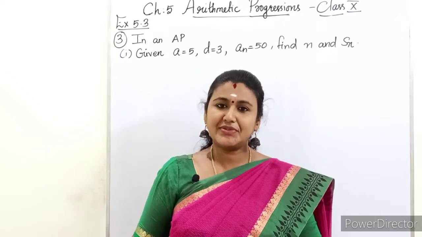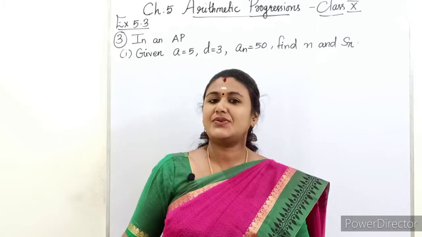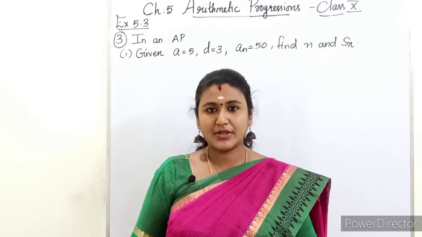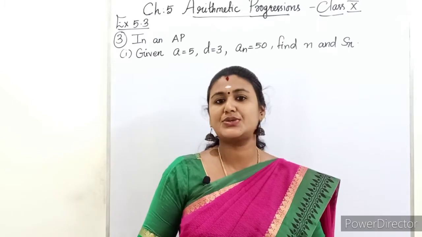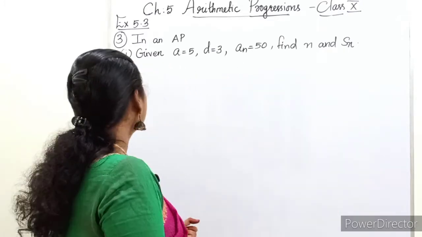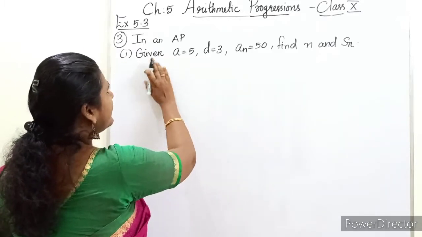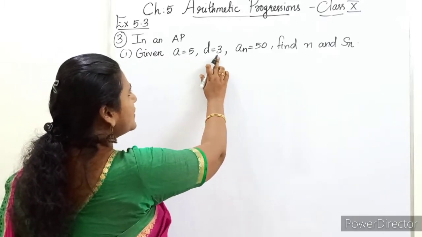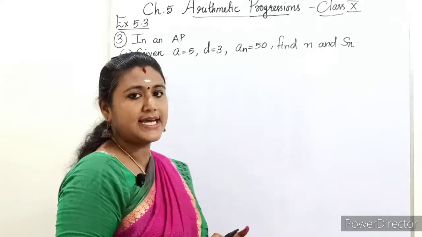In today's class we will continue with the chapter Arithmetic Progressions of class 10. So we were doing exercise 5.3 and we have completed 2 questions. Today we are going to do the third question. Question number 3, in an AP, first question is given A is equal to 5, D is equal to 3, AN is equal to 50, find N and Sn.